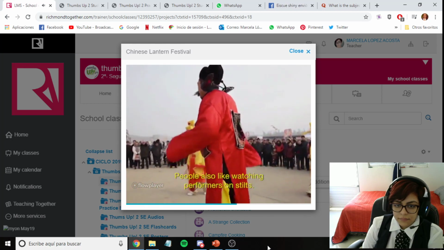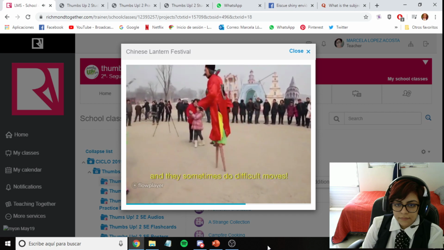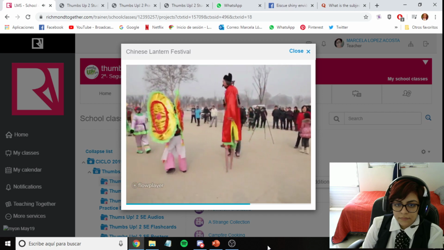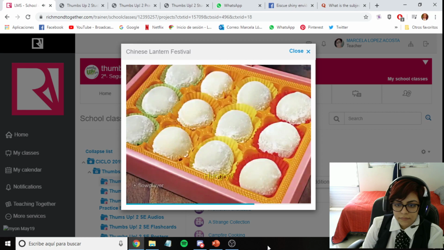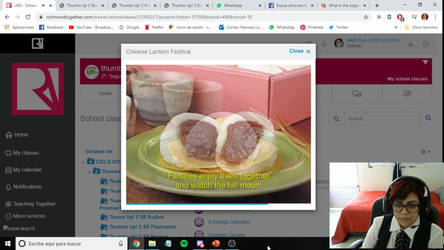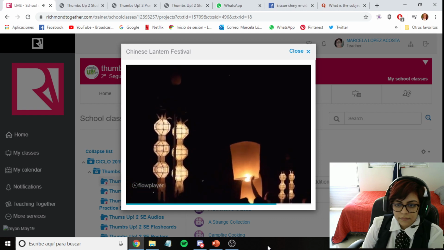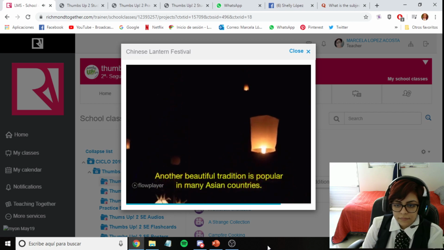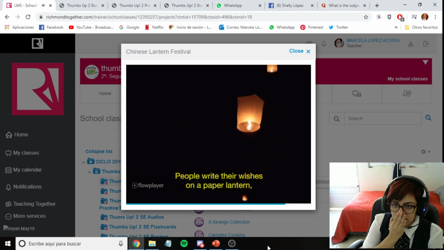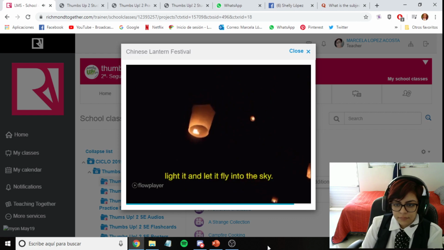People also like watching performers on stilts. They wear different costumes and they sometimes do difficult moves. Hungry? Just try the traditional cake. A ball made from sticky rice with a delicious sweet filling. Families enjoy them together and watch the full moon. Another beautiful tradition is popular in many Asian countries. People write their wishes on a paper lantern, light it, and let it fly into the sky. It's a prayer for the wishes to come true.